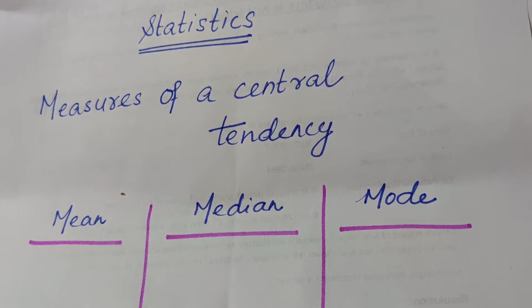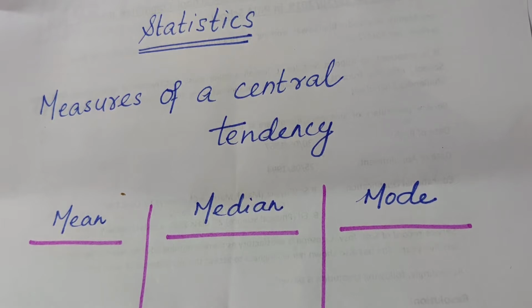Mean means the average of given data. Median means the midpoint or mid score of given data. And mode is the observation which repeats the maximum number of times. Here we are learning mean, median, mode of a grouped frequency table.